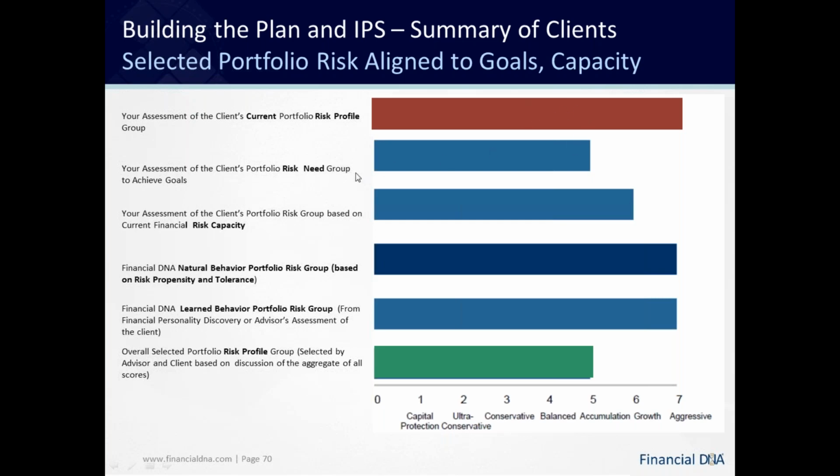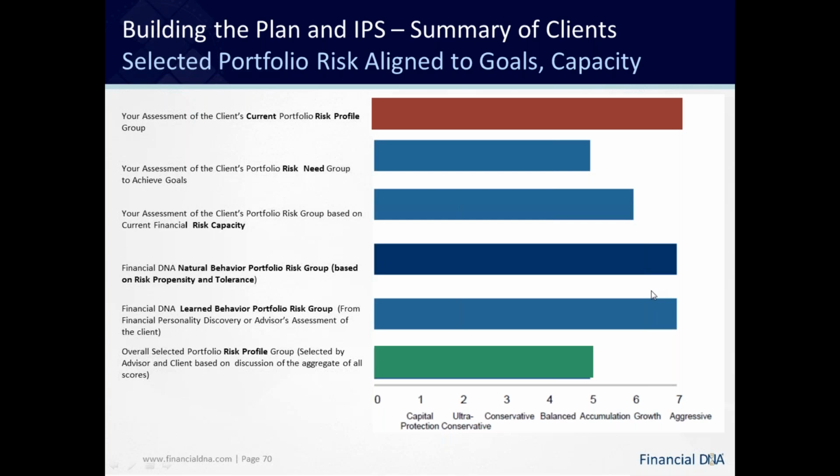And then look at the risk need, which is relative to their goals, their risk capacity, which is a very important number, and then we look at the behaviors, being the natural behavior and the learned behavior in terms of the risk taking. Ultimately, we don't believe that clients need to take a higher risk in their portfolio than the risk need to achieve their goals, and they certainly shouldn't be going higher than the risk capacity. So why take more risk than you need to? And certainly it should never be higher than the risk capacity. That's a very important number, and then we can look at the behavior.